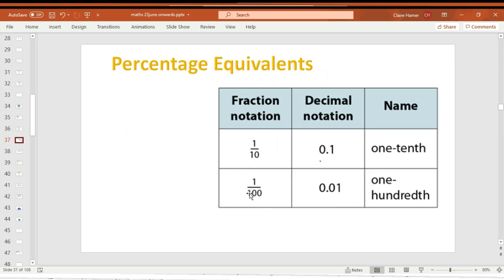What about 1/100th? 0.01. What percentage is equal to 0.01? Write them down for me. Okay, I'm going to reveal the answer so you can mark your work.